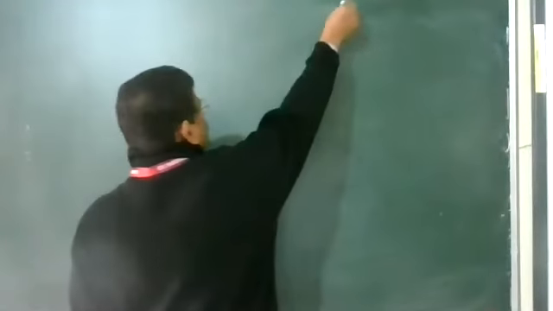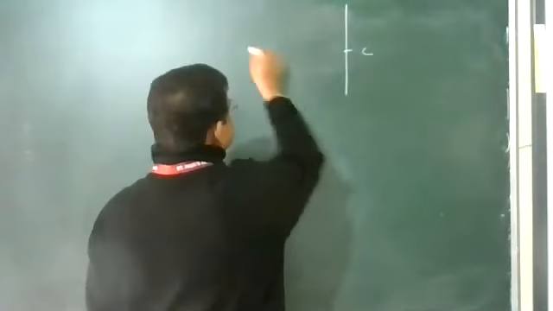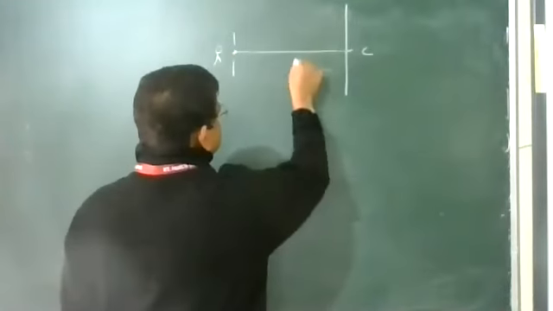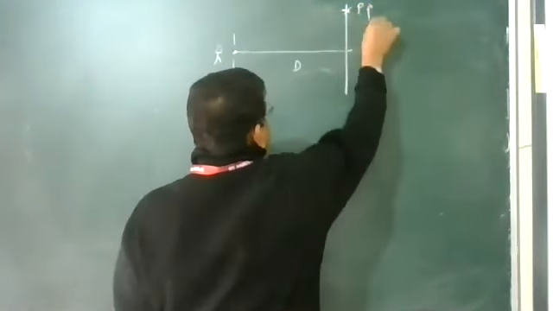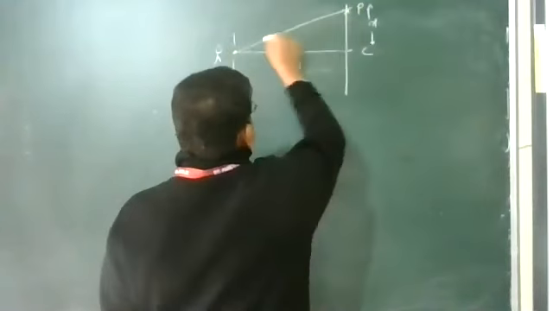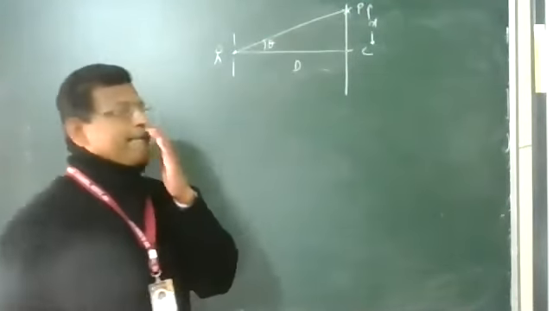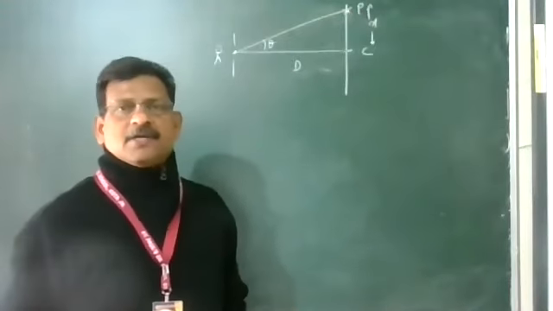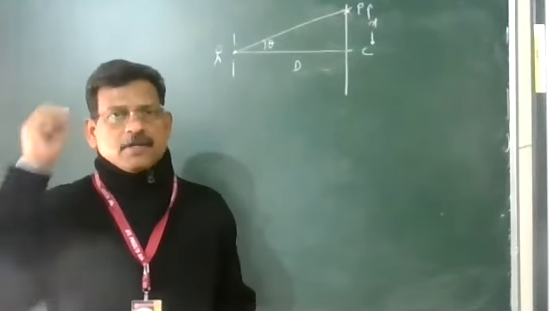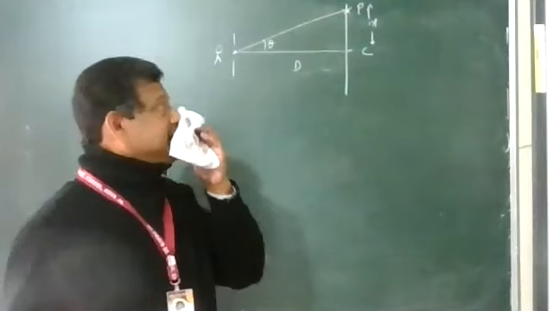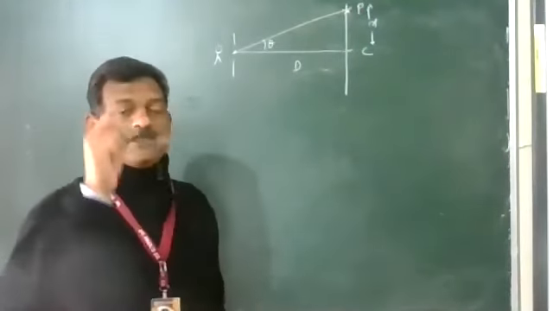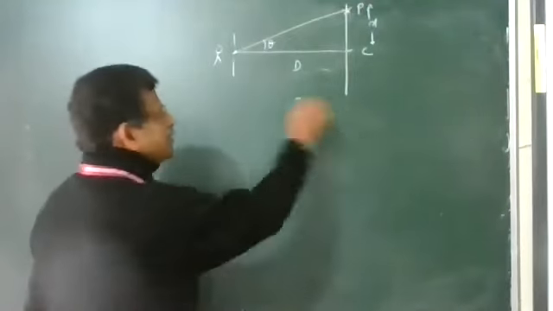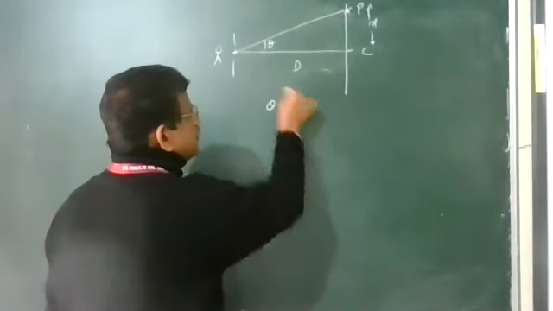The same diagram is used. This is the center of the screen. You are at the center of the screen, and a point P is here at distance x. Theta is the angle. The point P can be bright or dark depending upon the condition. x is the distance of the point P from the center of the screen. Theta is small, so tan theta can be taken as x by D.